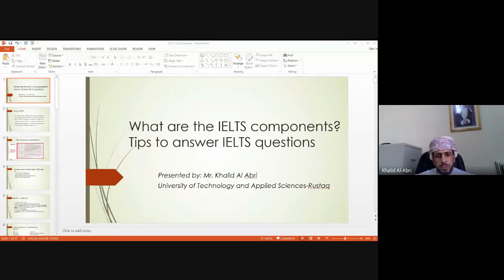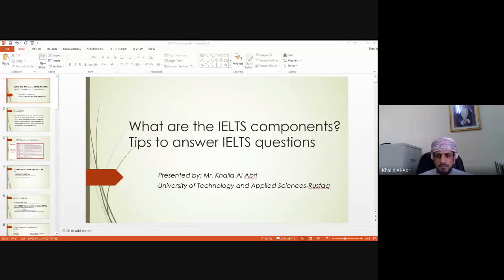First of all, IELTS components, and the second one is some tips that might help the candidate to answer IELTS questions. So for those who have taken the exam before, for sure they know the components of IELTS exams, but this might help more the candidates who haven't yet applied for the exam. And for the second point, of course, it's important. If you look at the exam, we consider it as something challenging, especially the reading parts.